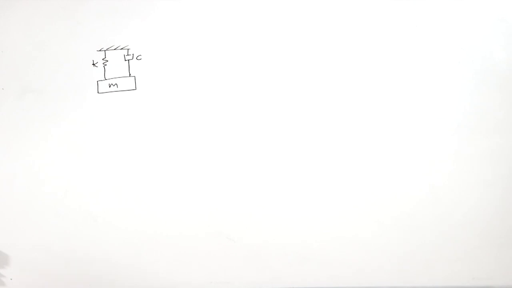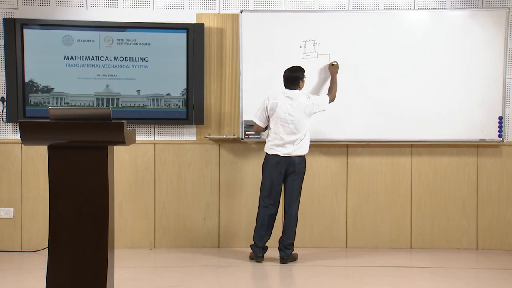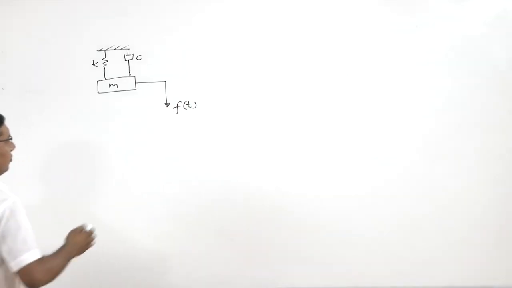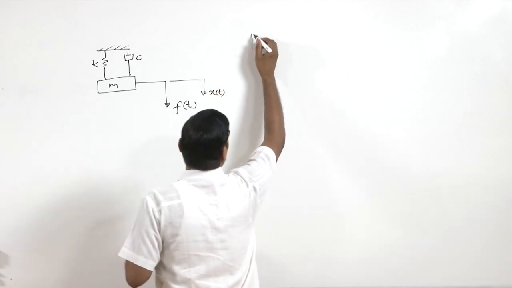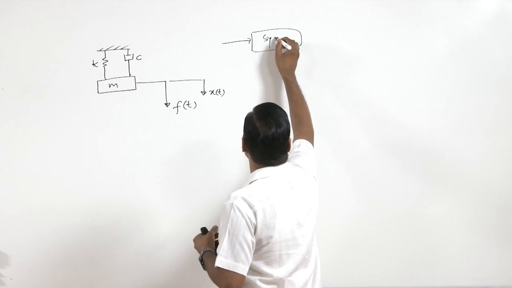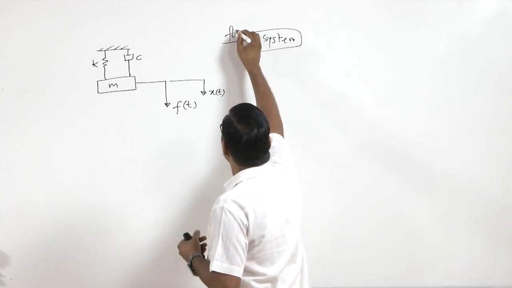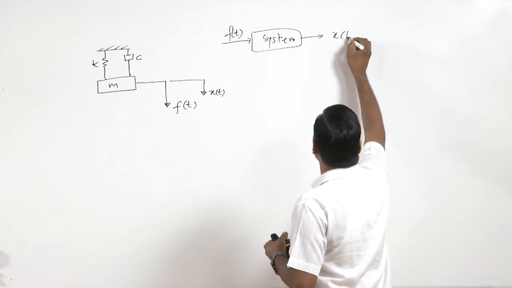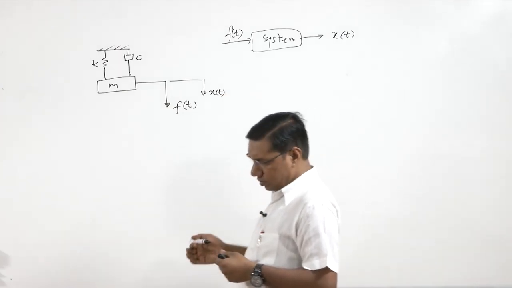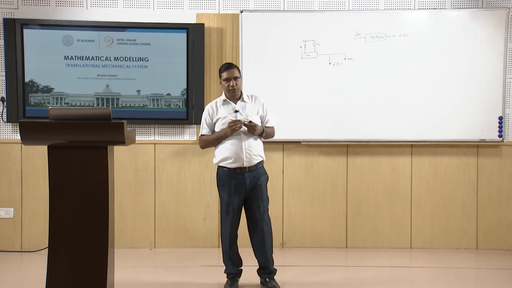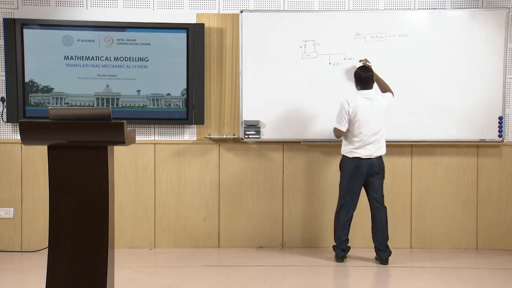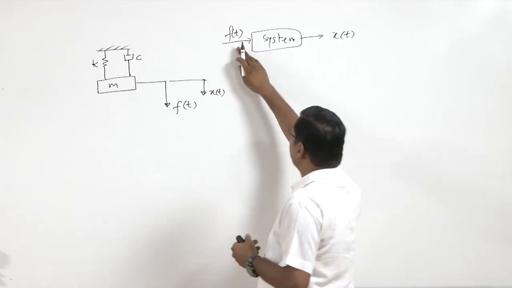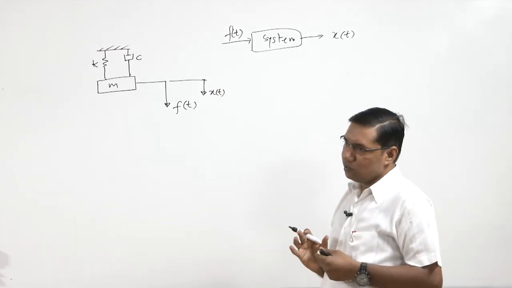Here the system is subjected to some force F(t), and we want to know x(t). So here is the system. We apply input F(t), and we are interested in output x(t). x is the translational degree of freedom, or displacement, of the mass, and F(t) is a force applied externally, so it is the input to the system.